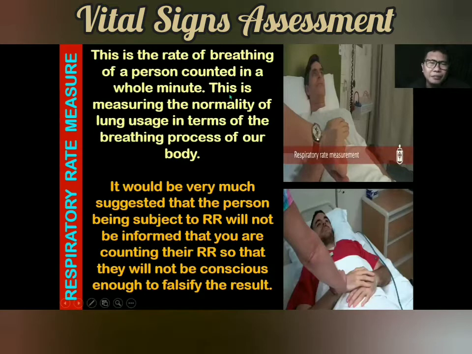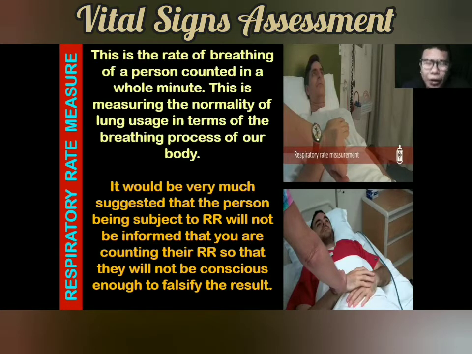Now, what is a respiratory rate? A respiratory rate is the rate of breathing of a person counted in a whole minute. This measures the normality of the lung usage in terms of the breathing process of your body. So just to put it simply, respiratory rate is the count of your breathing.